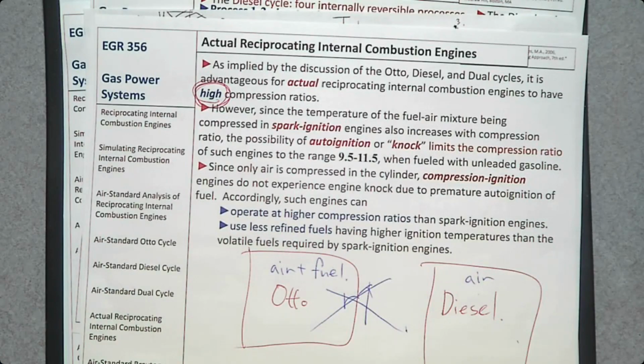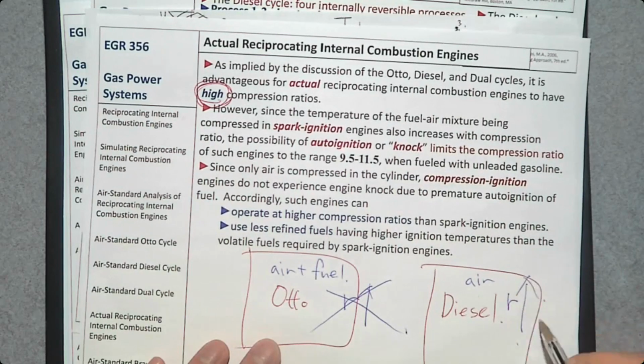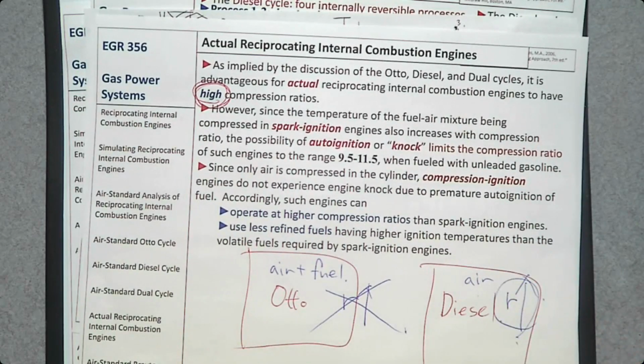Then it's going to undergo self-ignition. So that is called a compression ignition system. So in this case, r can go high, no problem, okay? That's the main difference between these two.